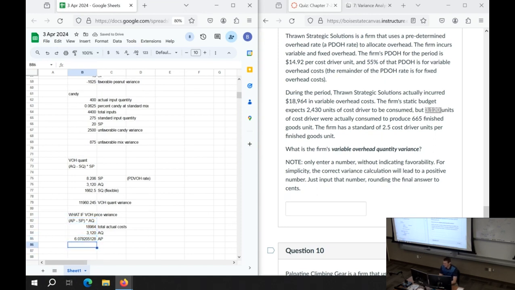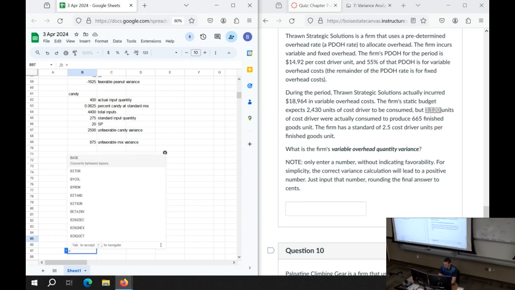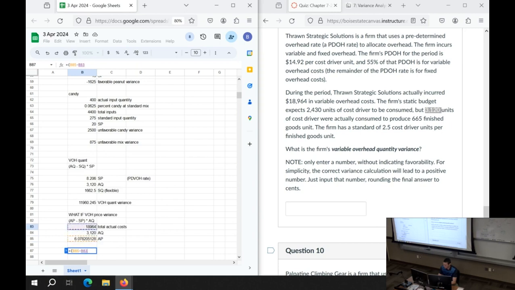for our price variance. And so we can now solve the problem because we already figured out the standard price way up here. So we have those numbers. We have all three of the variables in the equation. Great. Actual price of $6 and change minus standard price of $8.20, all times the actual quantity right there. So that would be our variable overhead price variance.